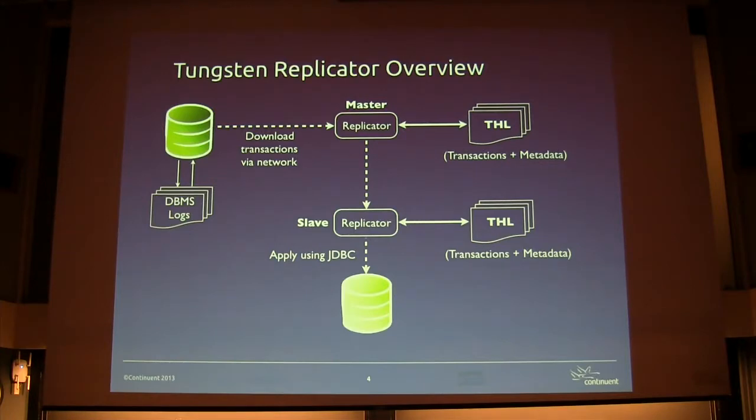In synthesis, what Tungsten Replicator does is it takes the binary logs from MySQL and produces a binary log of its own called the Transaction History Log, or THL for short, which contains the transactions from the binary logs plus metadata. And the metadata that we care about most importantly are the global transaction identifiers. So you get global transaction IDs from the source directly. Then the replicator on the slave will pull information from the master, the same thing that the slave does in MySQL replication, and it will apply the events to the slave. So conceptually, it's very simple.